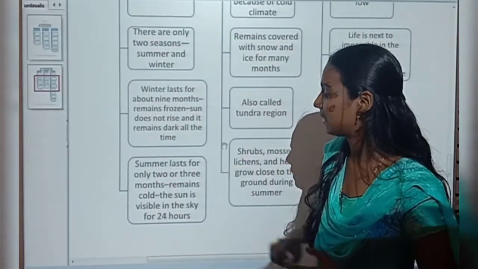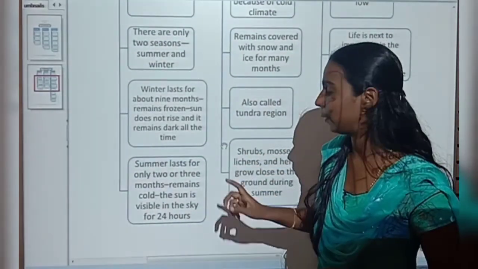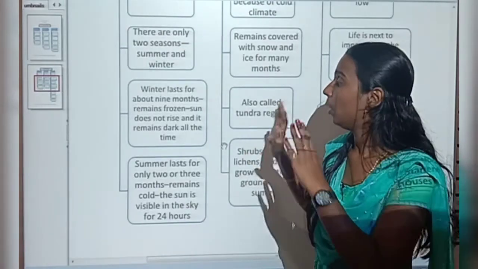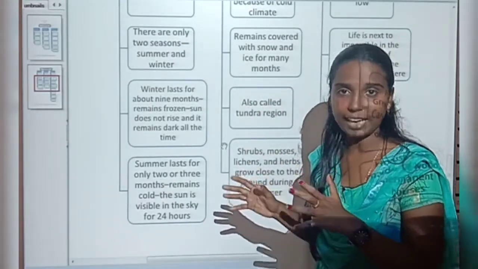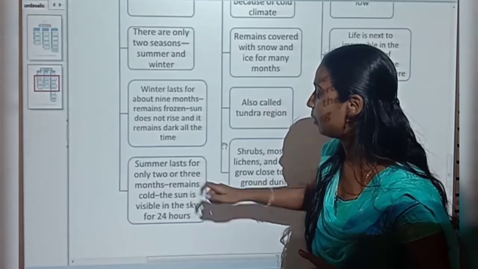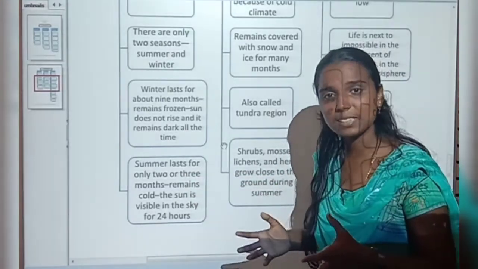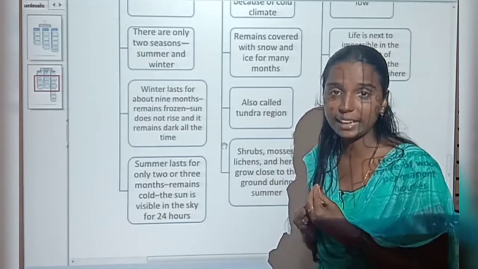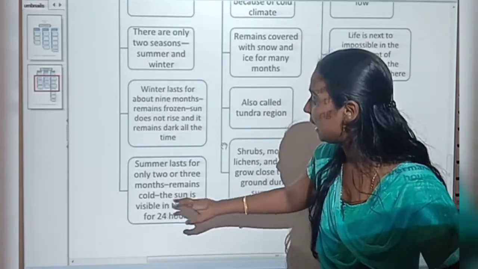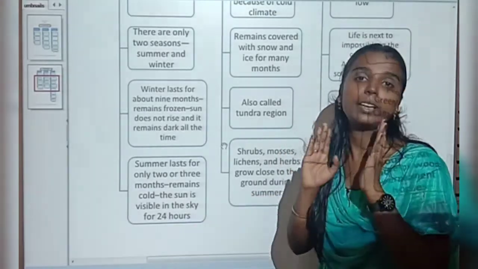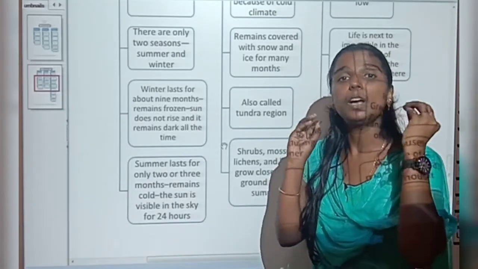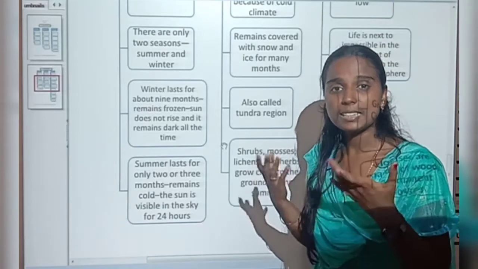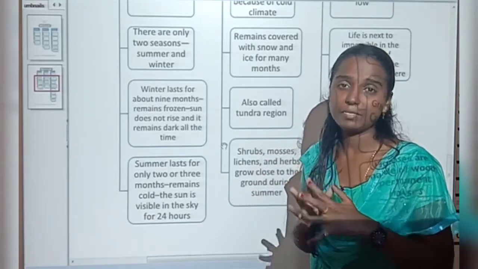And how will the summer season be? The summer lasts for only 2 or 3 months. So for 9 months it is winter and only for 2 or 3 months we have summer. And how is the summer season? It is also cold. But what is the difference? The sun is visible in the sky for 24 hours. In the summer season the sun is there in the sky for 24 hours, whereas in the winter season the sun will never rise at all.